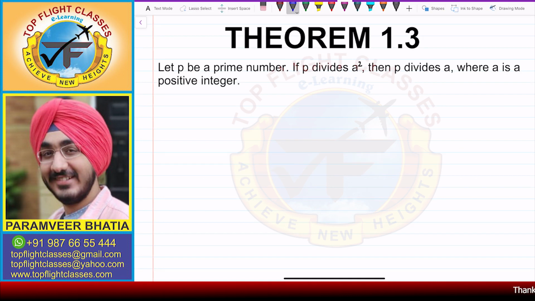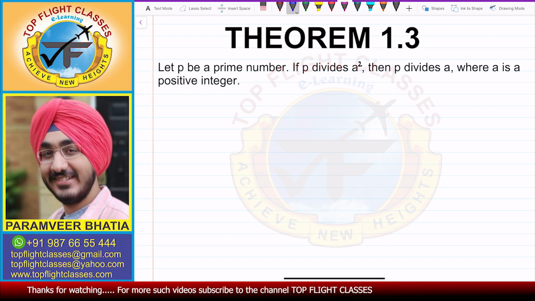In this video, we'll cover theorem number 1.3 and theorem 1.4. Now starting with theorem 1.3, it says, let P be a prime number. If P divides A square, then P divides A, where A is a positive integer.